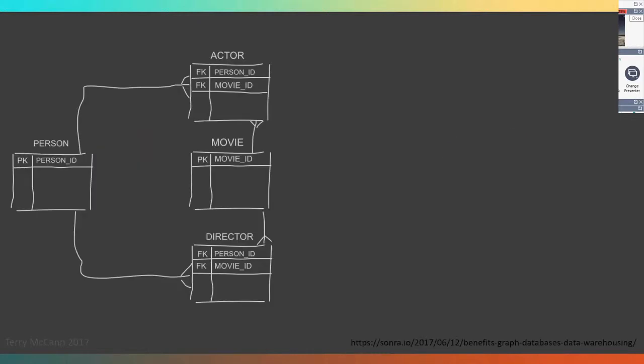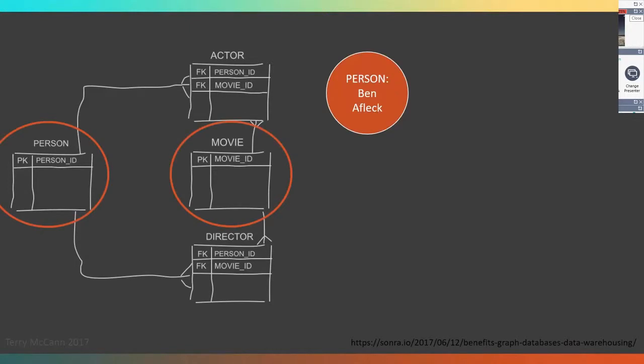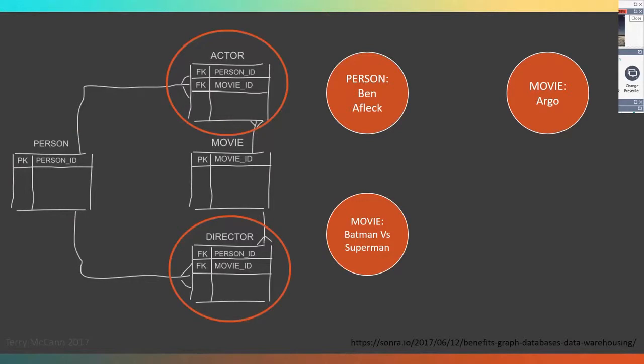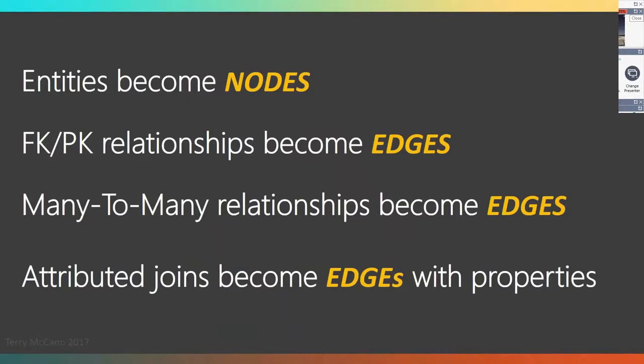Okay, so let's go back to this example that we had before. Based on the rules that we had, we know that our entities are going to become our nodes. So our person becomes our person node. Our movie, we get a movie node. We also know that our many-to-many relationships become edges. So the actor and the director. So person Ben Affleck, he was an actor in the movie Argo. He was also an actor in the movie Batman vs. Superman. But Ben Affleck was also the director of Argo. So you can see where we have this directional arrow again. So person Ben Affleck acted in the movie Argo, but the movie Argo was directed by Ben Affleck. So we have this directional loop. So that's one way that we could translate that based on these rules into a property graph.